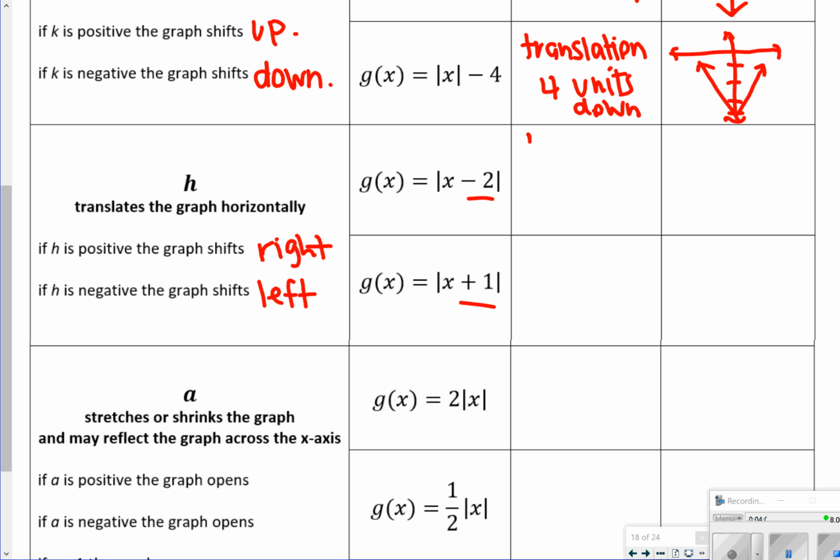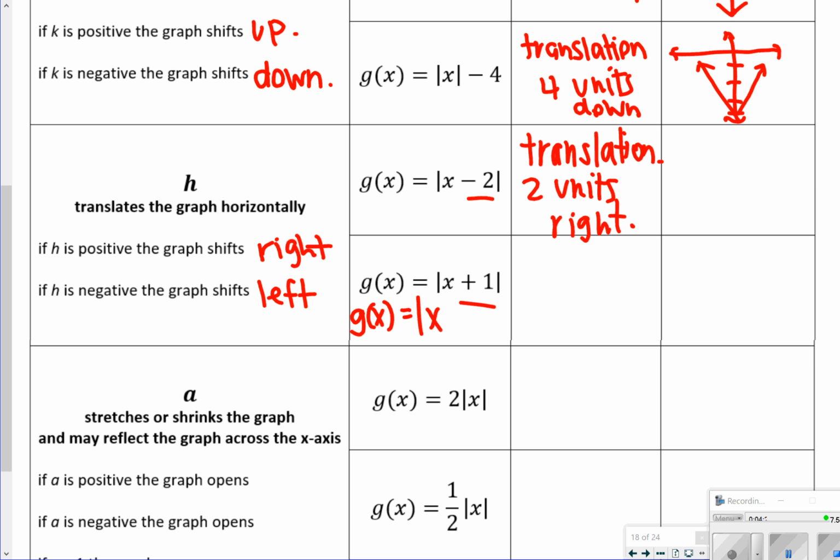This one would be a translation, and this is actually going to be 2 units to the right. Okay, the reason is because, and I'll show you this in an example on the next one, you could also have this one down here be g of x is equal to the absolute value of x minus negative 1. So that is where you see your negative 1.